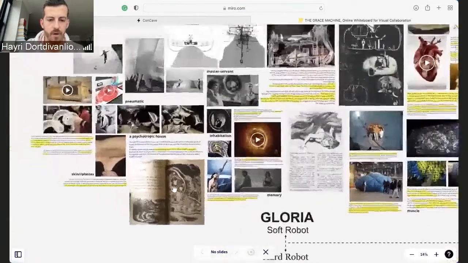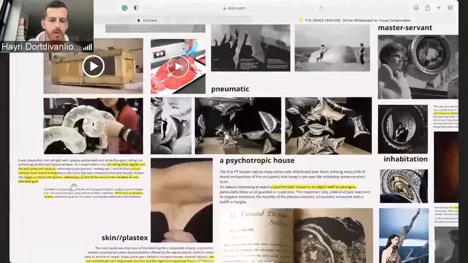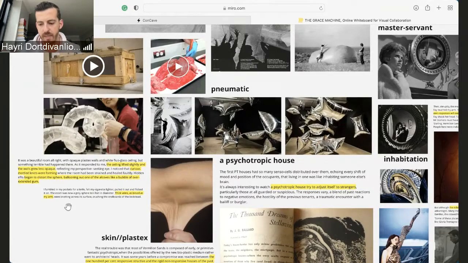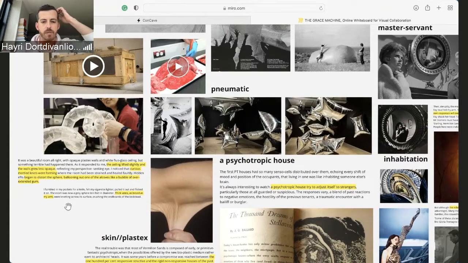As a soft robot, Gloria has potential to change its form infinitely and echo its occupants through this form changing. She can lift her ceiling, she can grow her walls, she can change the opacity of her skin, and she can bulge her ceiling. So there's an infinite potential of what she can do with her organs.